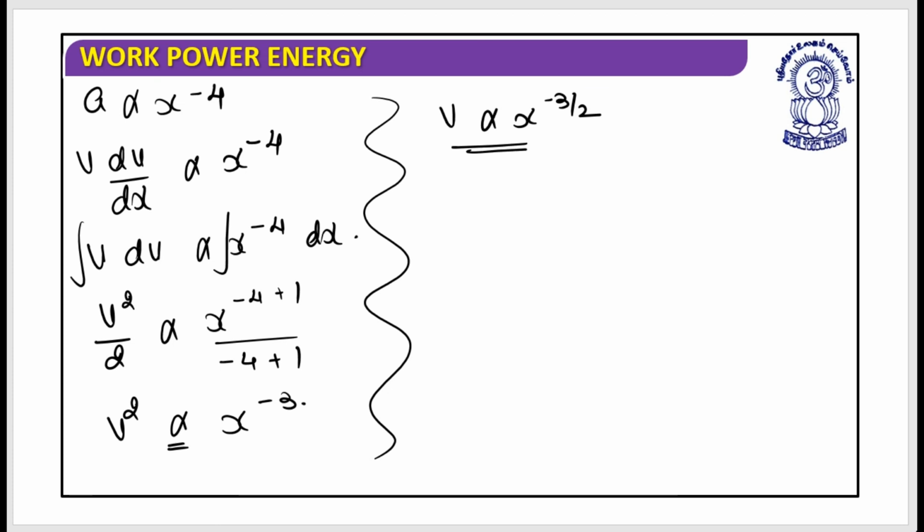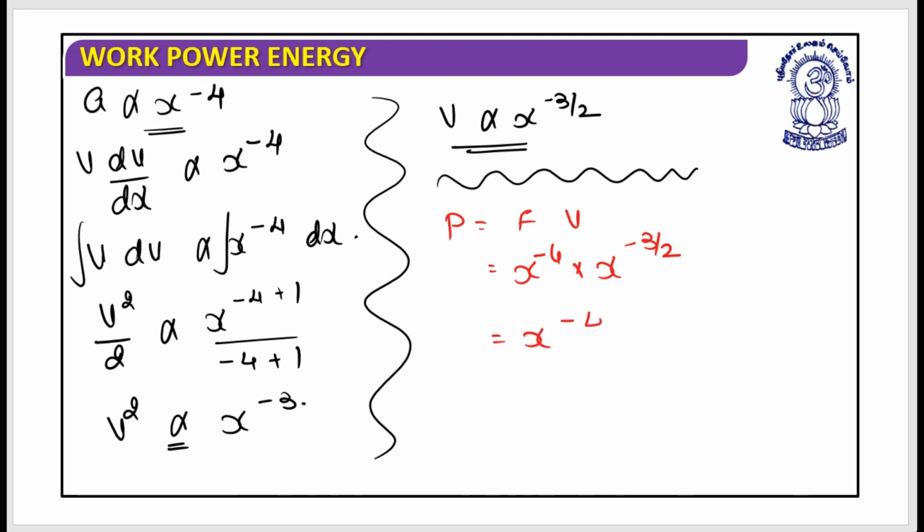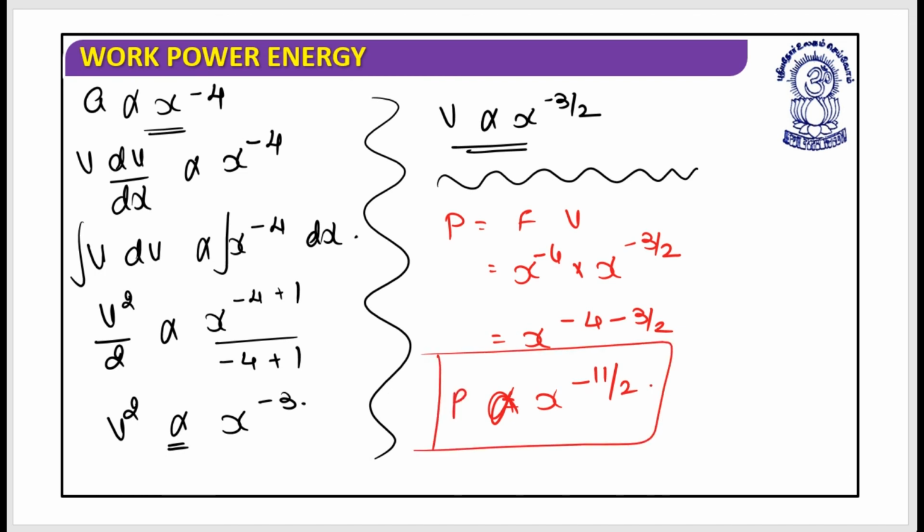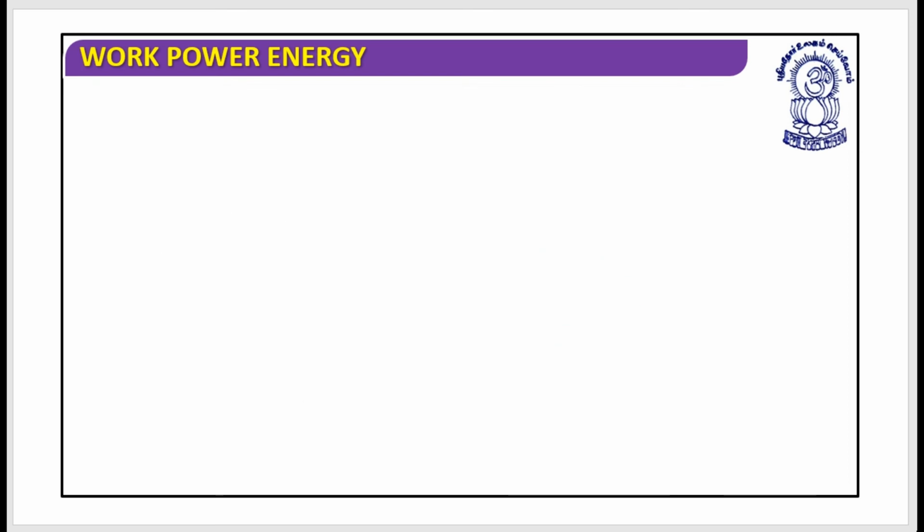Now I have the velocity, and I already have the acceleration, so let's get the power. The power is equal to F dot v. F is proportional to x to the power minus 4. Velocity is proportional to x to the power minus 3 by 2, so this is x to the power minus 4 minus 3 by 2. That should be, or I should write, proportional to x to the power minus of 8 plus 3, it's minus 11 by 2. This is your power. I hope this is clear. Is it clear? So can you do this? Great. Ready for the next question?